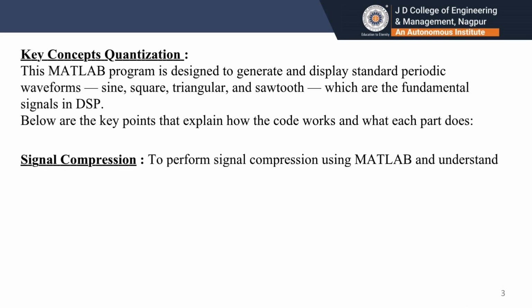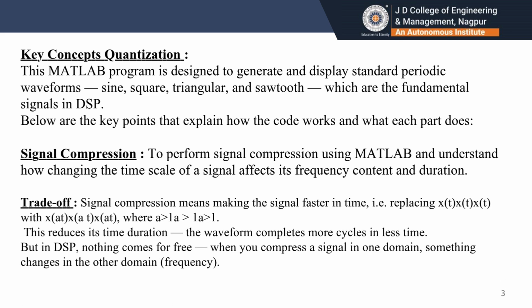When the value of a is greater than 1, the signal becomes compressed. This means it occurs faster, and its total duration decreases. On the other hand, if the value of a is between 0 and 1, the signal becomes expanded, meaning it slows down and its duration increases. In this practical, we are mainly focusing on the compression case, where a is greater than 1.